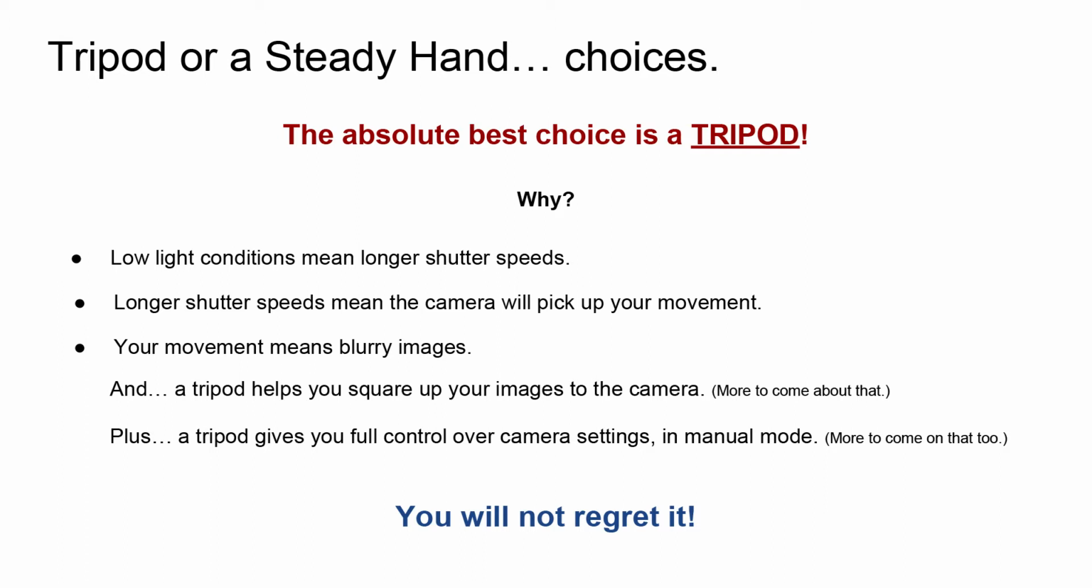Another tripod point: a tripod also gives you full control over your camera settings in manual mode, and we're going to get into that. Even most cell phones nowadays can shoot in manual mode. That's going to really open up the control of your camera for you, and you're going to get much better results. Tripod, manual mode, good light, this is where it's at. You will not regret it.